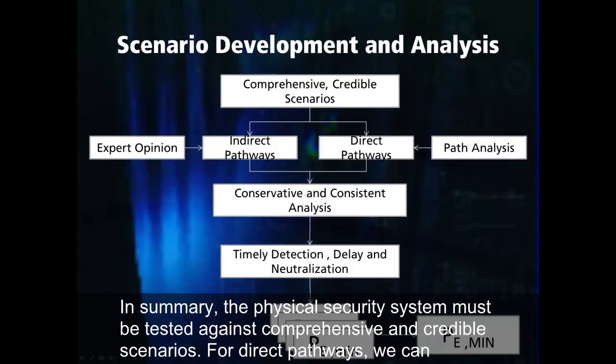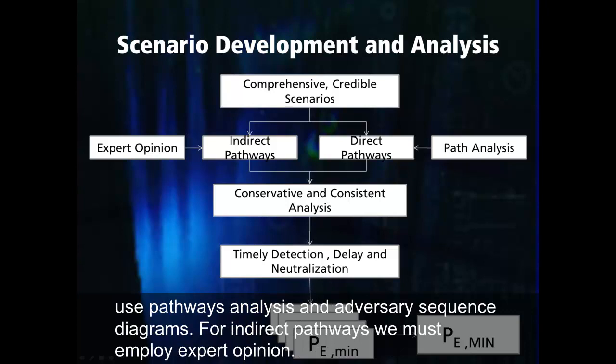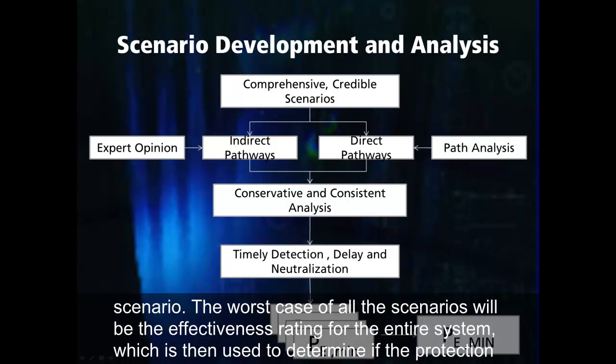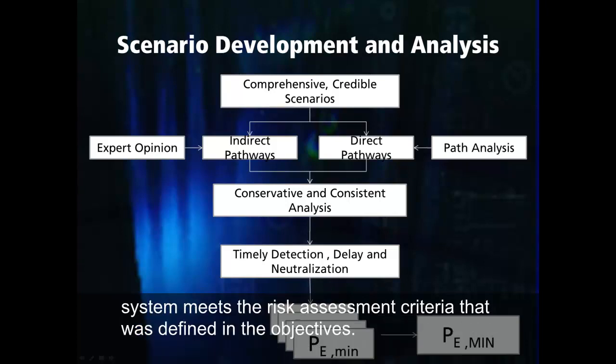In summary, the physical security system must be tested against comprehensive and credible scenarios. For direct pathways, we can use pathways analysis and adversary sequence diagrams. For indirect pathways, we must employ expert opinion. These scenarios must be analyzed in a consistent and conservative way to determine the minimum system effectiveness for each scenario. The worst case of all these scenarios will be the effectiveness rating for the entire system, which is then used to determine if the protection system meets the risk acceptance criteria that was defined in the objectives.